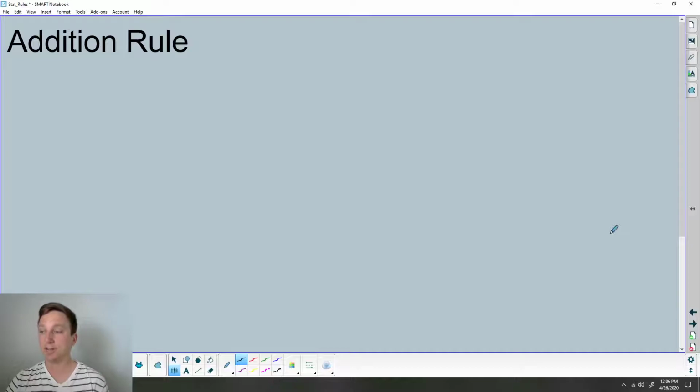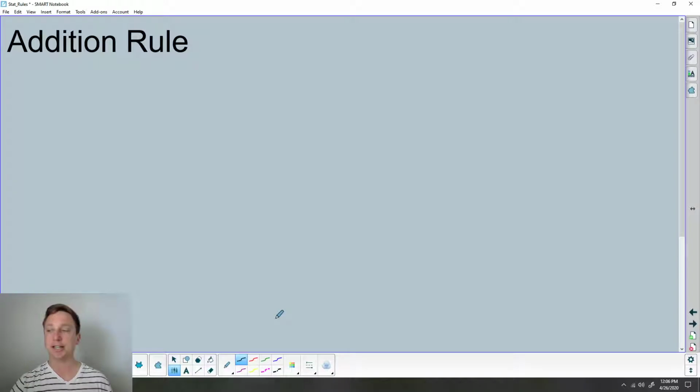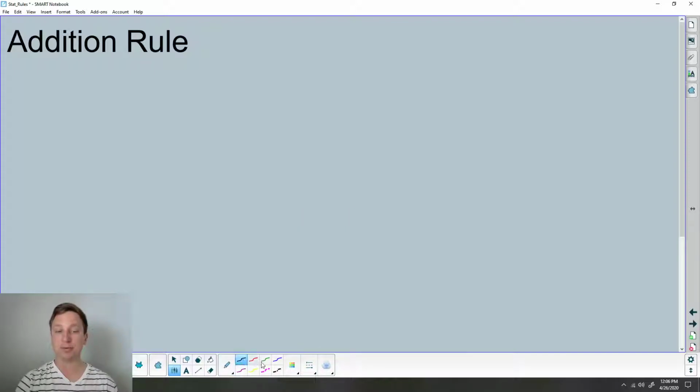The second of the 3 is called the addition rule. Now this kind of drifts off from it, but it still deals with the intersection and union and that notation. So the addition rule is something that we've actually already done, but we didn't know we were doing it, unless you've done statistics or some probability. You didn't know we were using the addition rule. So I'm going to write this out real quick.